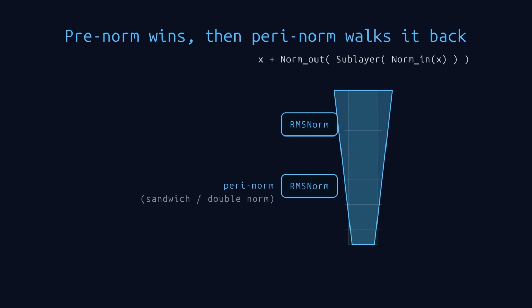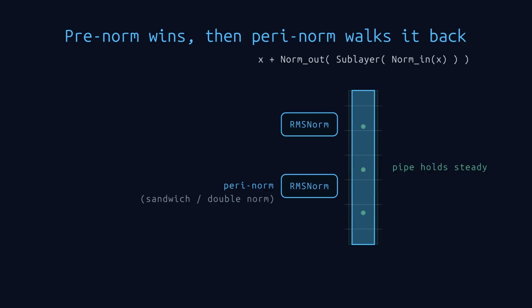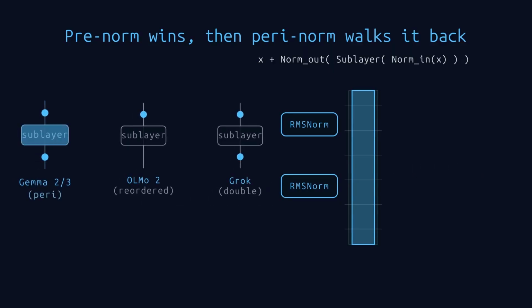The current move is Peri-Norm, also called sandwich or double norm, where you normalize both the input and the output of each sublayer. You can see it in the frontier. Gemma 2 and 3 normalize on both sides. Grok runs a double norm. The pendulum is swinging back toward more discipline on that residual stream.